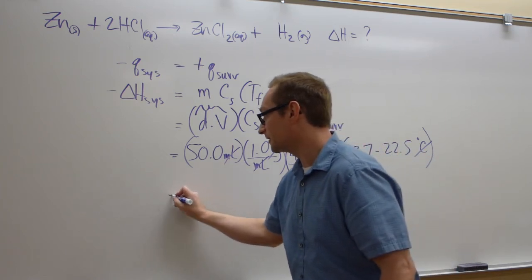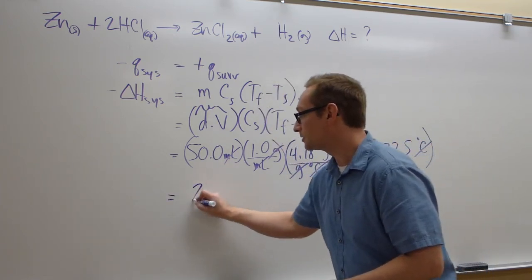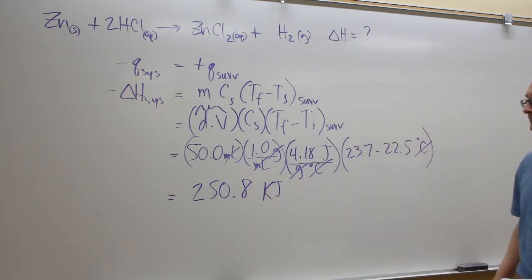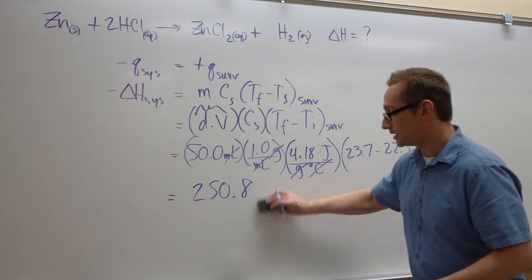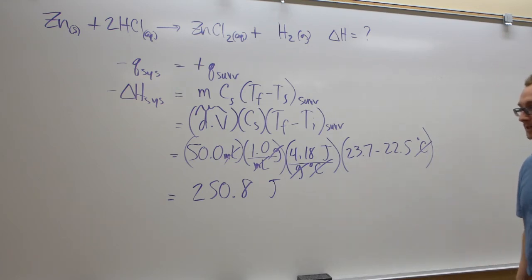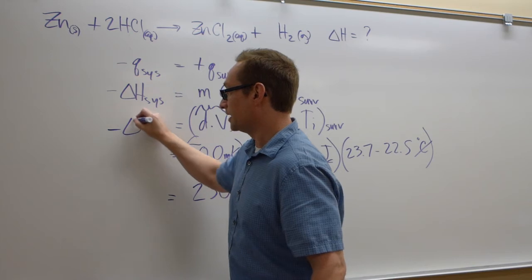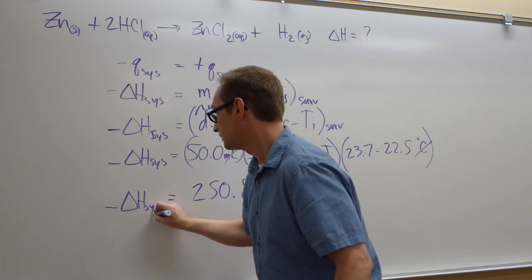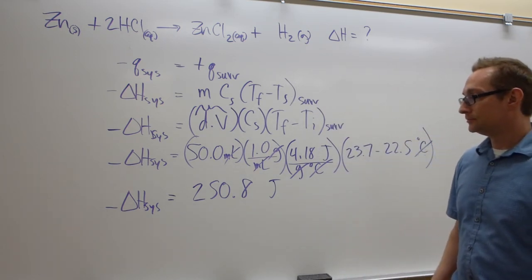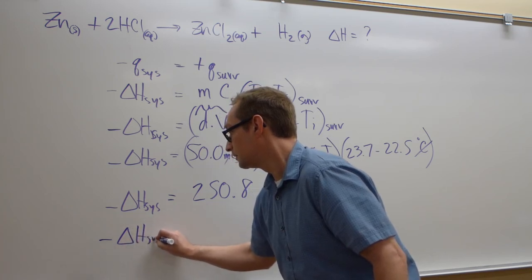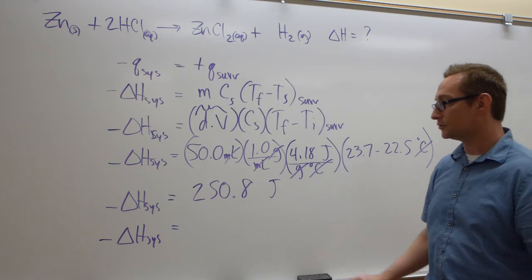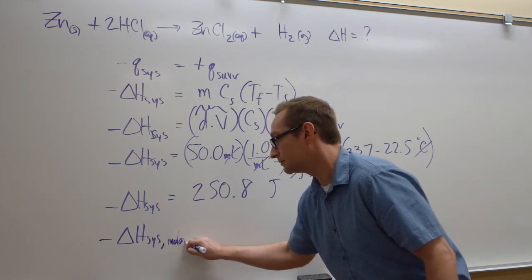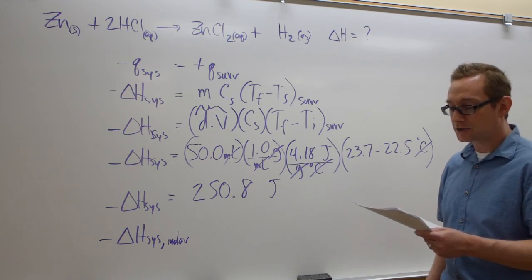So doing all the plugging and chugging here, the right side of the equation becomes 250.8 joules. Excuse me, that's joules, not kilojoules. There I go again. I want kilojoules already. Okay, and we have negative delta H on all these steps here. Right, negative delta H is equal to, actually, let's do this negative delta H system, and we're going to say molar, right? Because it's asking us what is the enthalpy of this reaction in kilojoules per mole.